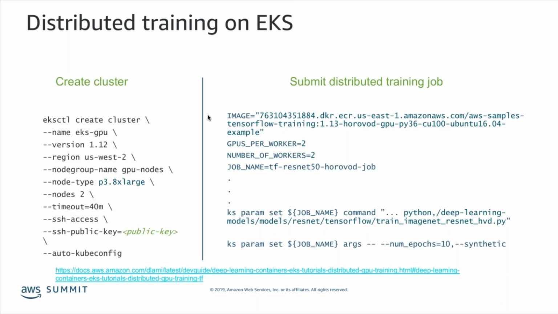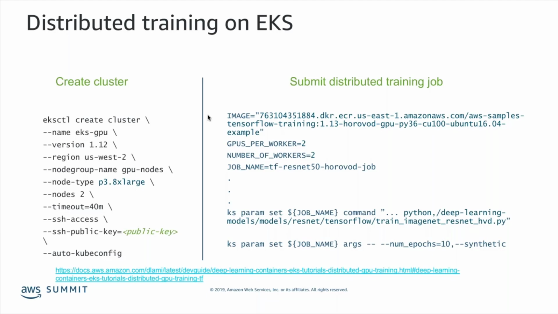Now, we reviewed single node training on both EC2 and EKS, but deep learning containers are also built with distributed training in mind. Distributed training is when you horizontally scale by the number of nodes in your cluster, either in EC2 or in EKS. And so what we have here is an example of how distributed training would work.